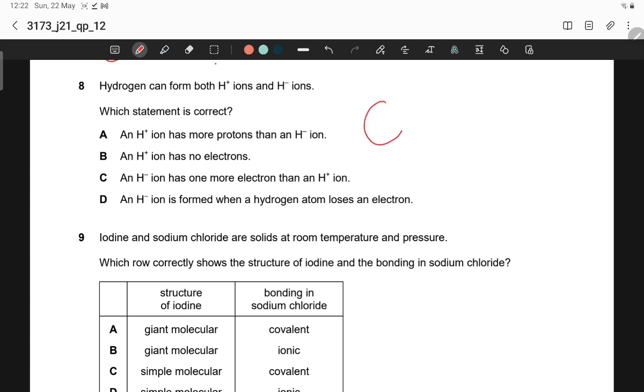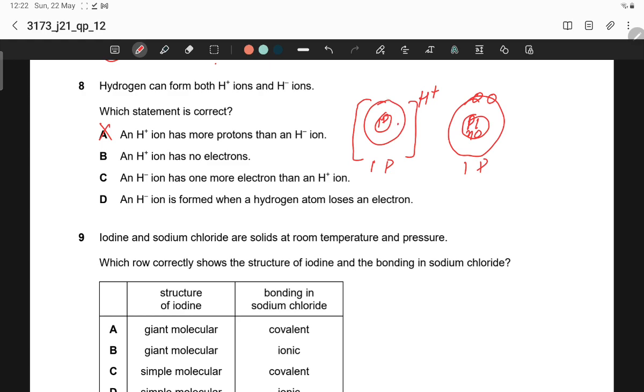Hydrogen ion is H positive: 1 proton, no electron, no neutron. So this is the hydride ion: proton 1, neutron 0. The same number of protons, so there is no extra proton, so this is incorrect. And the hydrogen ion has no electron.